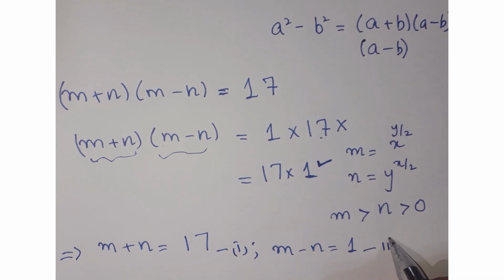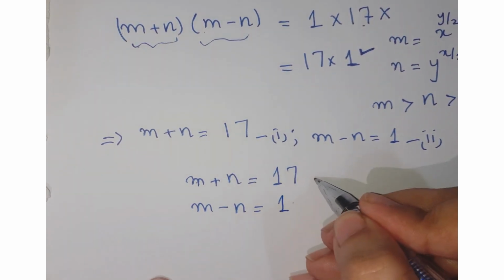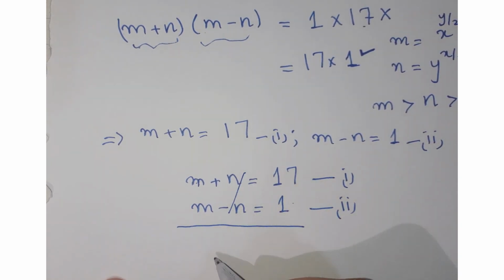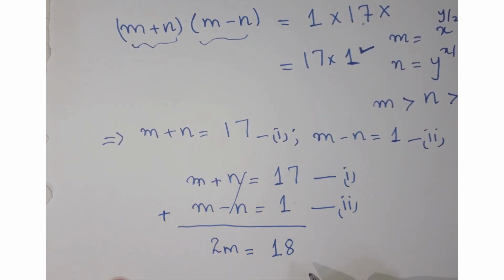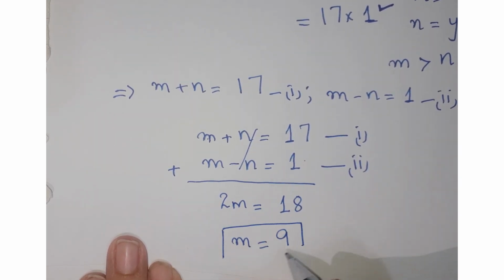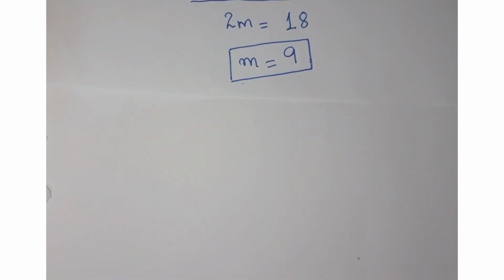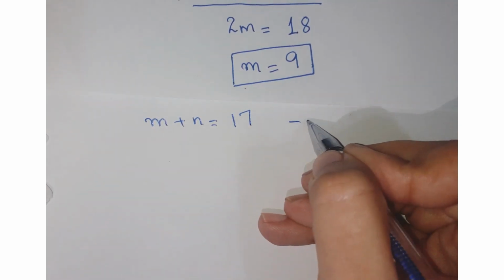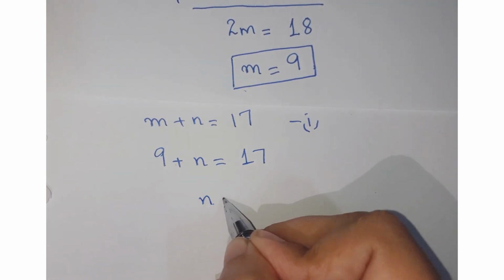Now we have two equations. We can solve these two linear equations by applying the elimination method. For that, just add up these two equations, that is equation 1 and equation 2. So you get 2m is equal to 18, right? This implies that m is equal to 9. Now putting this value of m in equation 1, that is m plus n is equal to 17, you get n is equal to 8.